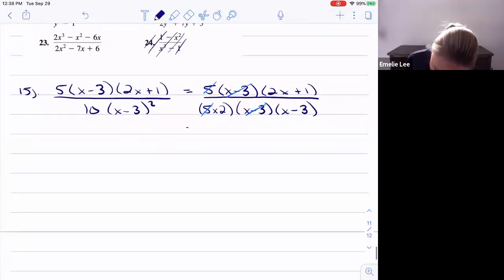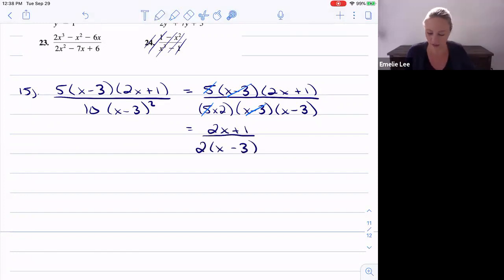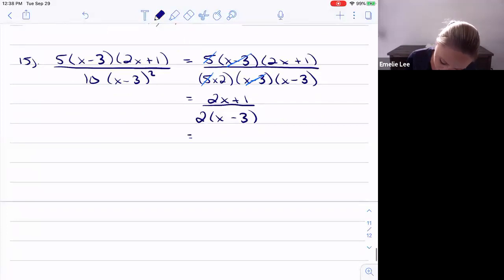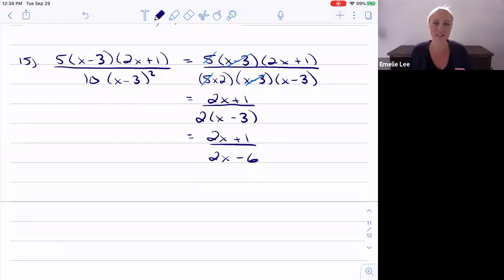So now I'm going to rewrite this as 2x plus 1 divided by 2 times x minus 3. The only thing I could do is expand this 2 into the x minus 3, which I'll do just to make it look nicer. 2x plus 1 divided by 2x minus 6. And that's simplified.